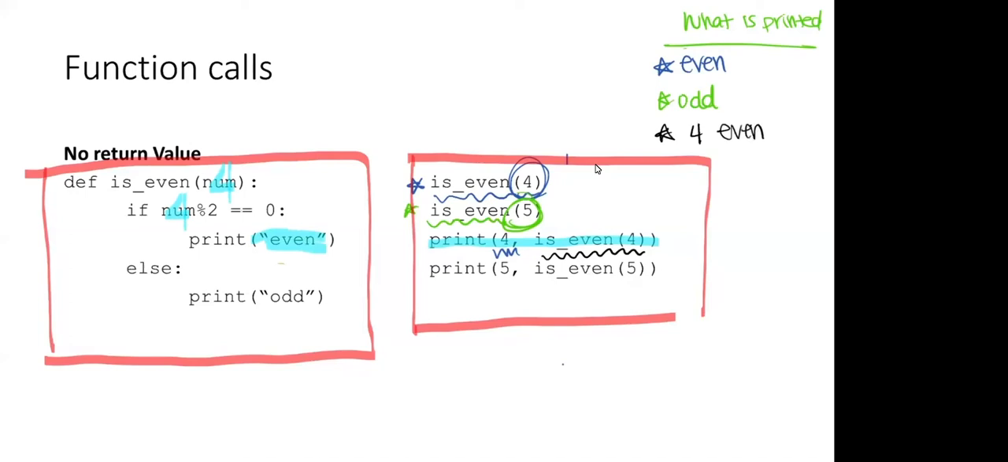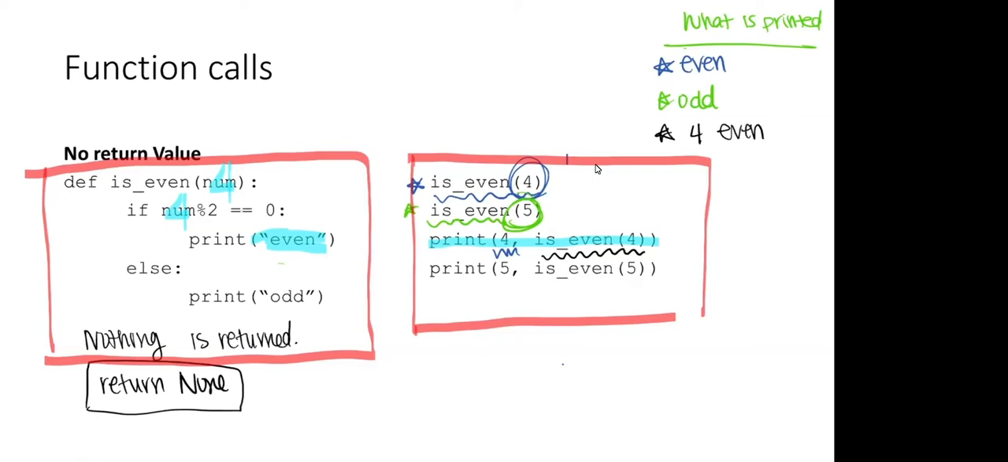But nothing is returned. Notice that. Nothing is returned. Because nothing is returned, Python will default to returning None. That is what's going to happen in Python. So None is returned. This takes on the value of None. So on top of printing even, it will also print None.